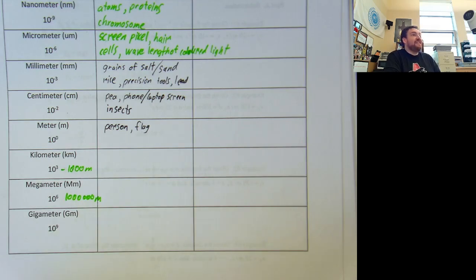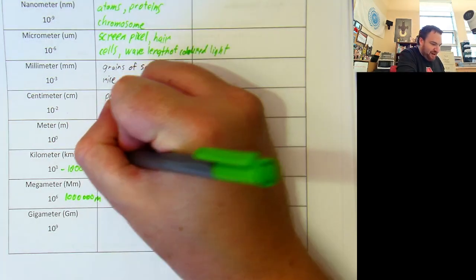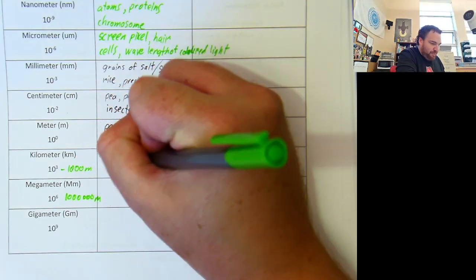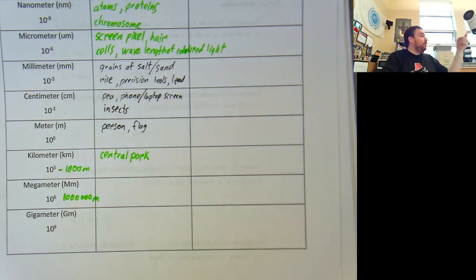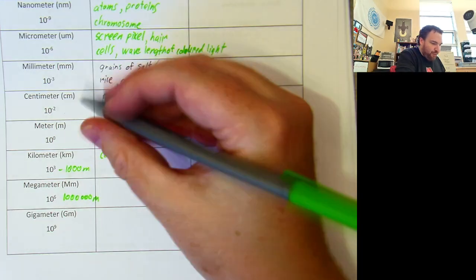Central Park. Here we go. Let's be specific objects. Central Park. For those of you who don't know, Central Park is the giant park in the middle of New York City. It is a large park, but is it a kilometer? We'll find out. What else? The Loop. That is Mill Lake. Okay, so around Mill Lake.